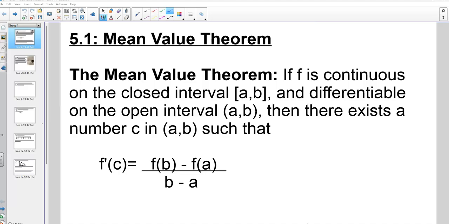The next one is going to be mean value theorem. And the third big theorem that we know by name is extreme value theorem. It'll also be in Unit 5. We haven't gotten to it yet.